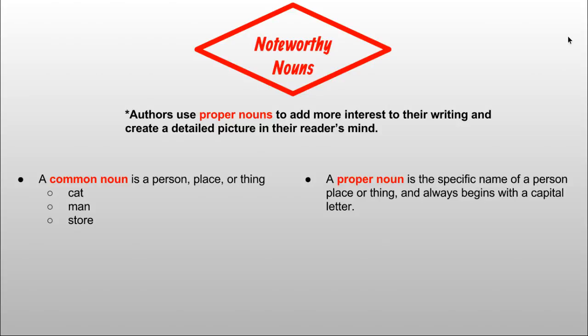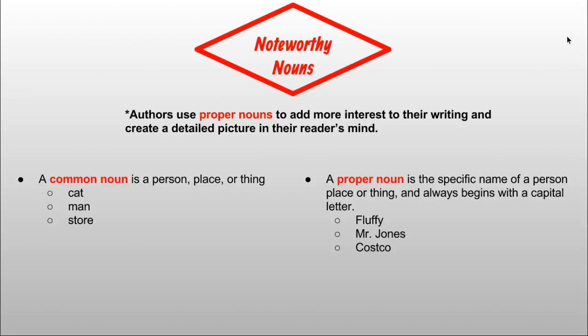So for example, instead of cat, a proper noun might be Fluffy. That might be the cat's name. Instead of a man, a proper noun could be Mr. Jones. That could be the man's name. And instead of store, it could be Costco, the name of a specific store.